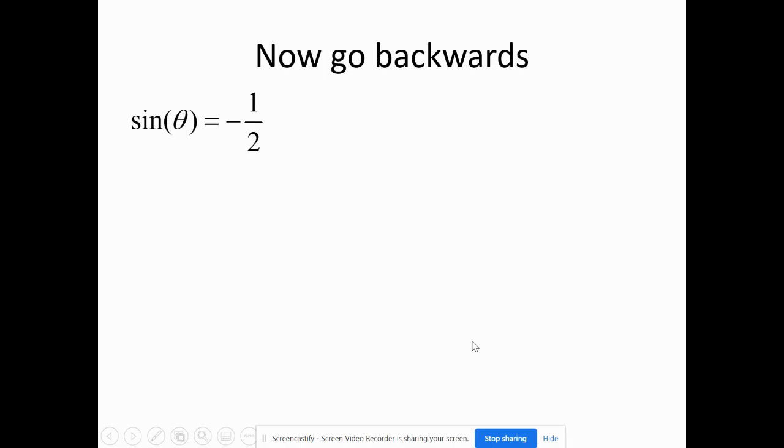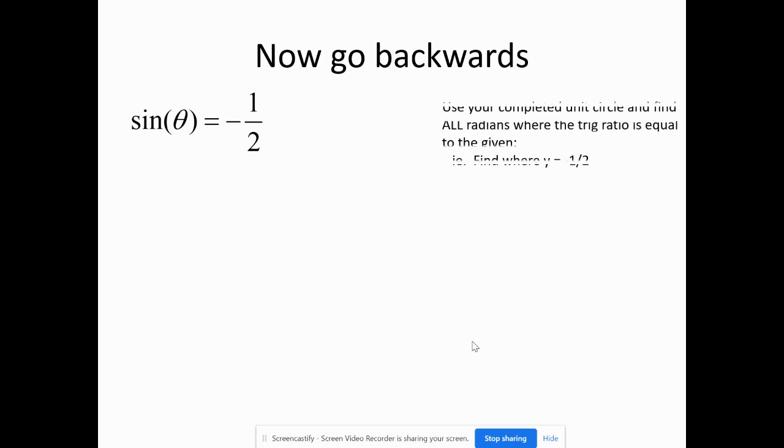Okay, finally, going backwards. These will be questions on your test as well. We want theta. So where on the unit circle does sine equal -1/2? That's what this question is saying. Sine theta equals -1/2. Where on the unit circle does sine equal -1/2? So how do we do this? We use our perfect unit circle and we find any radians where the trig ratio is equal to the given.